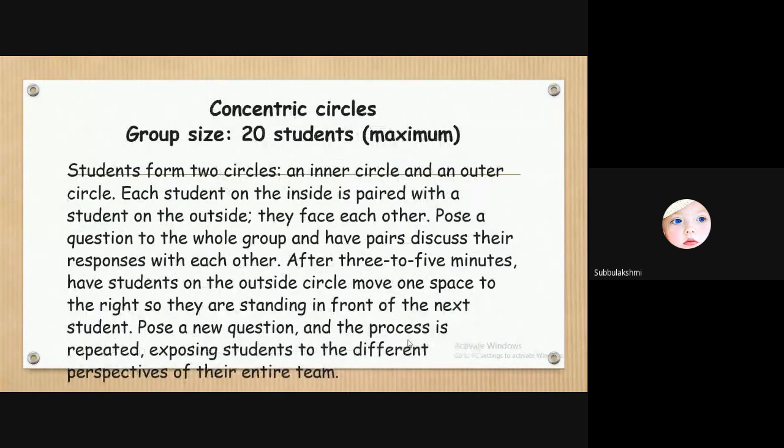Concentric circles. This is for a group of 20 students, where we have an outer circle and an inner circle. Each student from the inner circle is paired with an outer circle student, and they face each other and pose a question to the whole group. After 3 or 5 minutes, students on the outside circle move to the right and are in front of the next student. Posing a question, the process keeps repeating, exposing them to different perspectives. It keeps moving like a mobile, and how well they are able to understand and expose themselves, this quality could be achieved here.